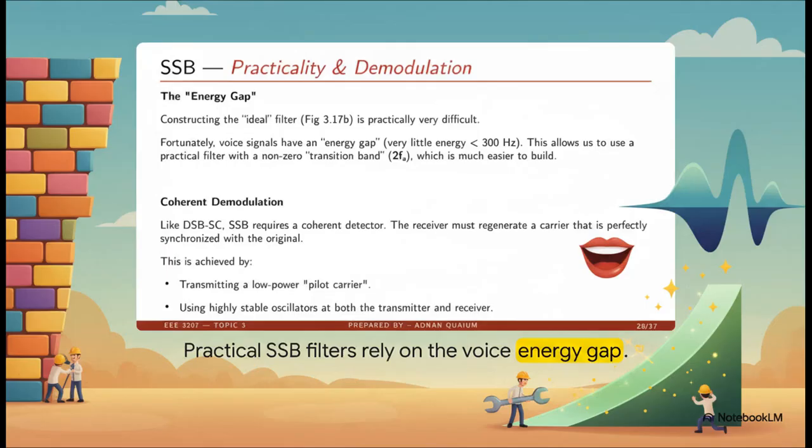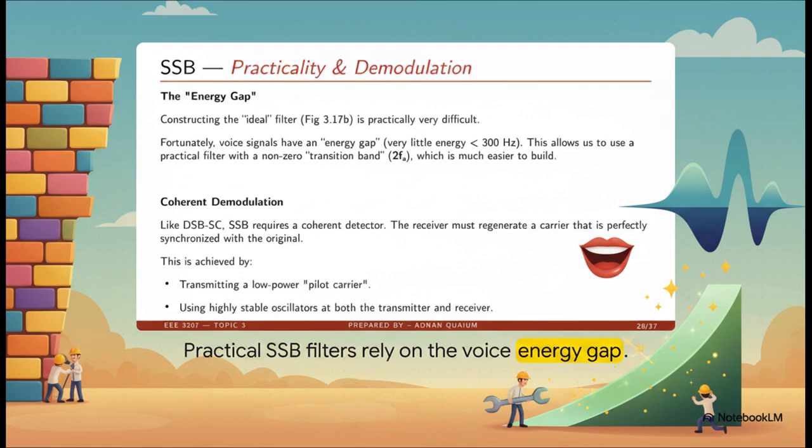Speaking of filtering, here's a fascinating real-world engineering detail about single sideband. To isolate just one sideband without accidentally grabbing pieces of the other, you would theoretically need a filter that looks like a perfect vertical brick wall. In reality, that's physically impossible to build. So how do they do it? Well, SSB relies on human biology.